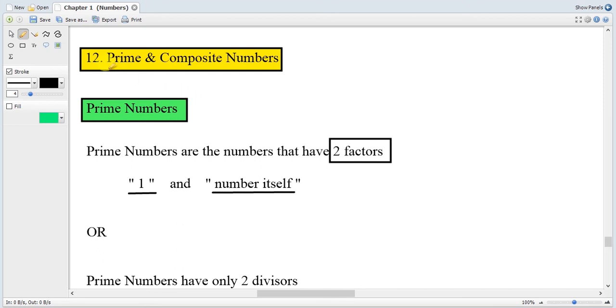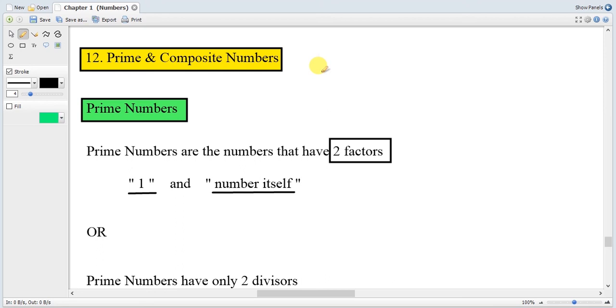So the next is prime and composite numbers. Now what are prime numbers and what are composite numbers? Prime numbers are the numbers that have two factors. What does it mean? It means that a particular number is divisible by only two numbers. There are two unique numbers and no other number that can divide it, right?